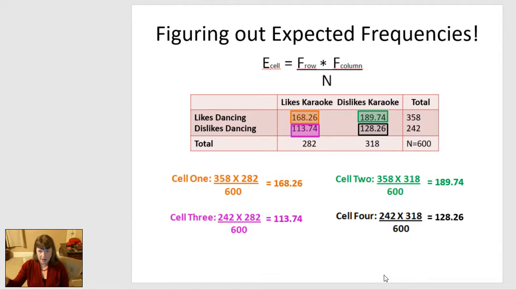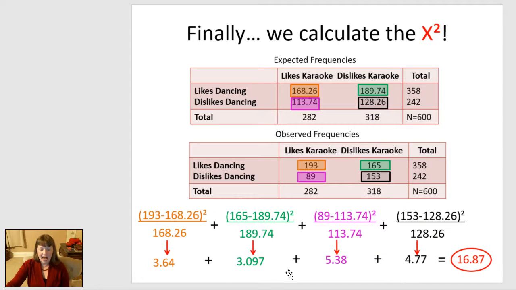It's just a style guide for psychologists. And so this is what I would expect to see if whether or not you like dancing has nothing probabilistically to do with whether or not you like karaoke, right? And so now I have my null hypothesis expected value frequency table, and I can then compare that to what I actually observed.